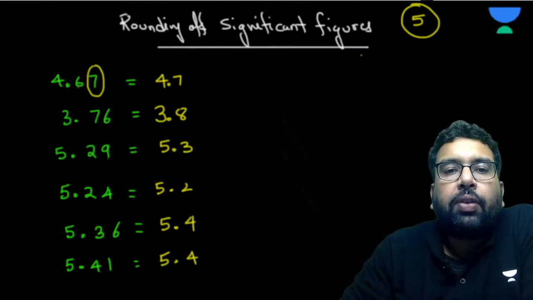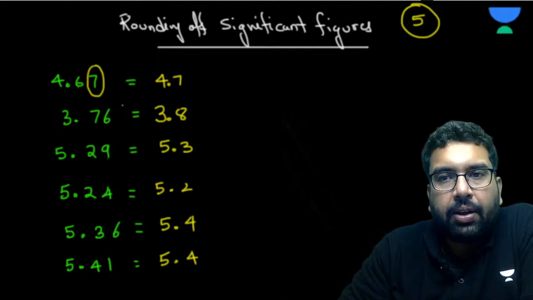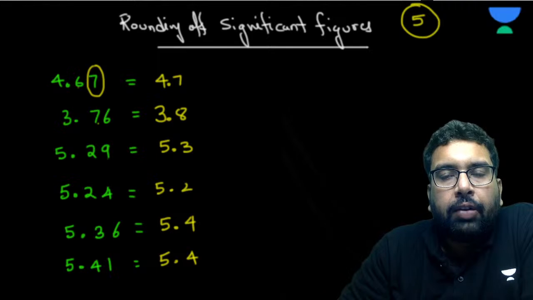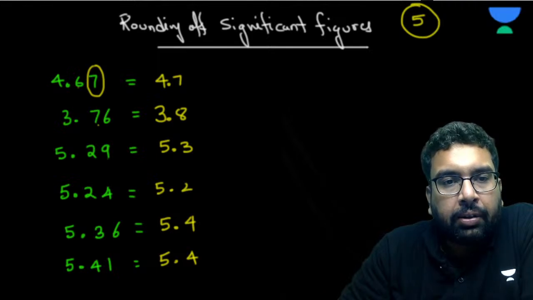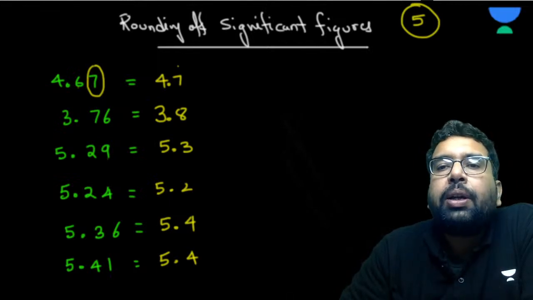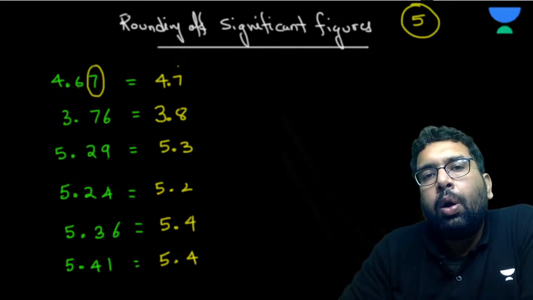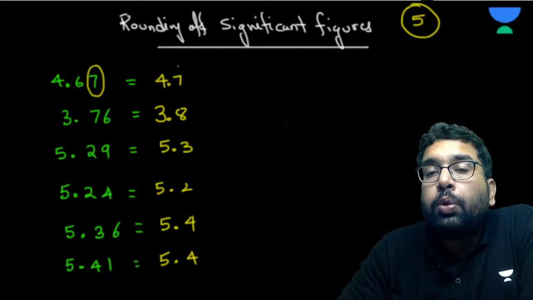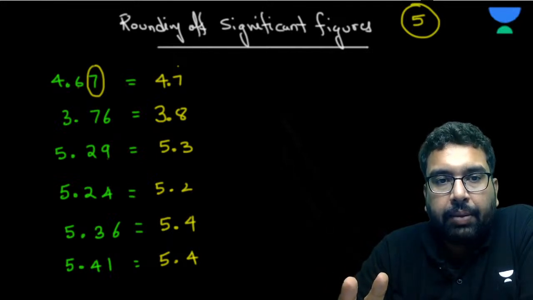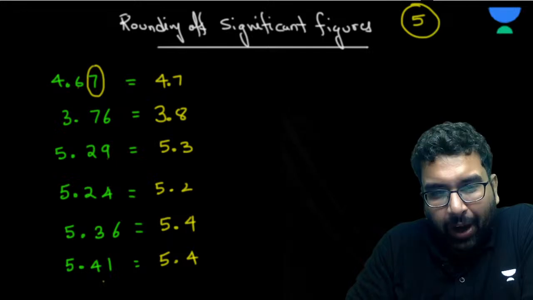See what happens. If the digit after the number you are rounding off is greater than 5, you are going to raise it. Otherwise, you keep it the same. When you are rounding off, you can do only two things: either you raise the number by 1, or you keep it the same. Understood? So this is going to be 4.7, 3.8, 5.3, 5.2, 5.4, 5.4.